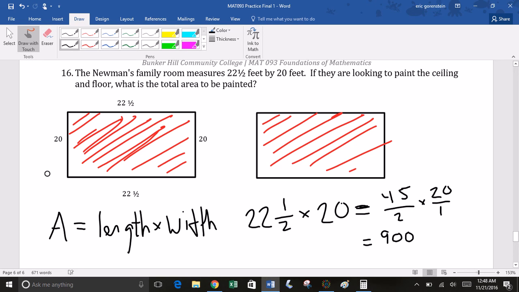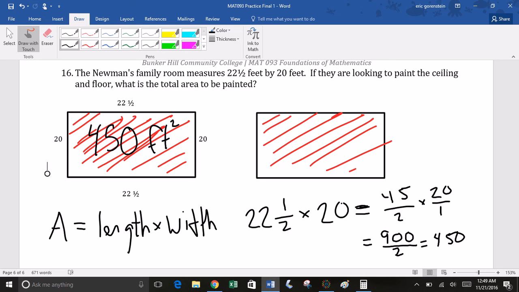And on the bottom, 2 times 1 is 2. And 900 over 2, well, that's 900 divided by 2, so that's a total of 450. So the area of the floor is going to be 450, and our units are square feet. So the length is 22.5 feet, the width is 20 feet, so the area will be measured in square feet.